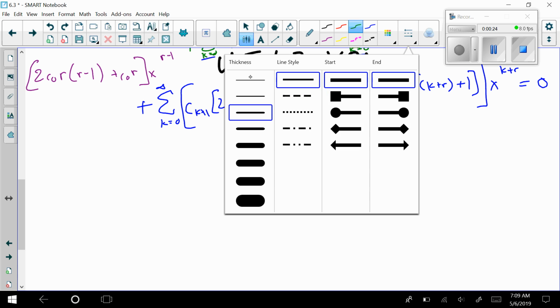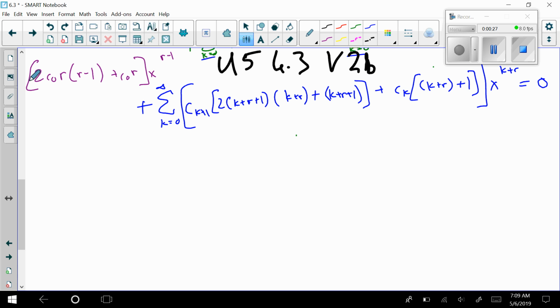What we're going to do now is think about how to solve this. Well, it's equal to 0 over here, right? So this portion right here has an x to the r minus 1. I see 0 x to the r minus 1's over here. So that means that this portion right here, this 2c naught r times r minus 1 plus c naught r, has to equal 0.